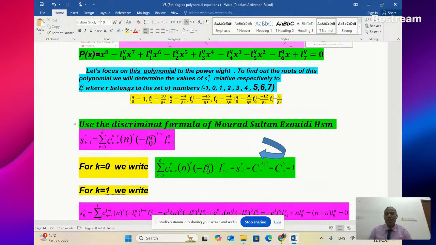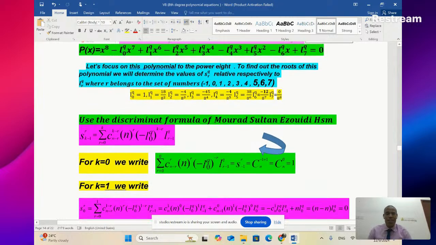So for k equals 0, we just write S_{-1} of order r by convention equal combination n choose minus 1 plus 1, which is equal to combination n choose 0, which is equal to 1. So S_{-1} is the first coefficient of your 8th degree polynomial equation that will be equal to 1. Okay. Now, we want to find S0.